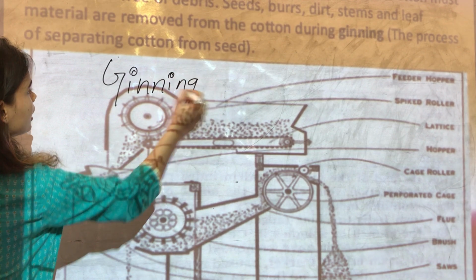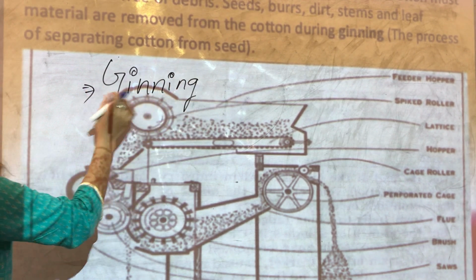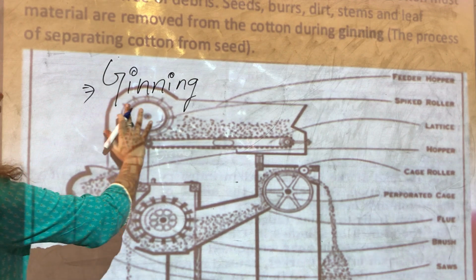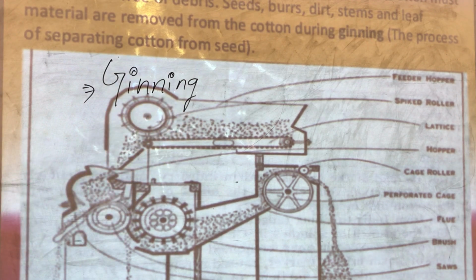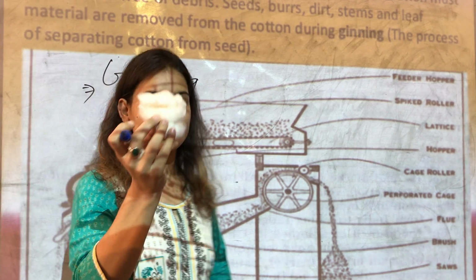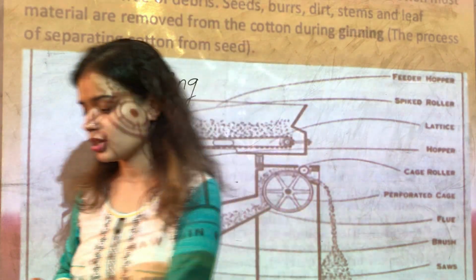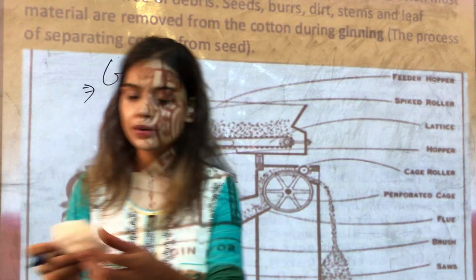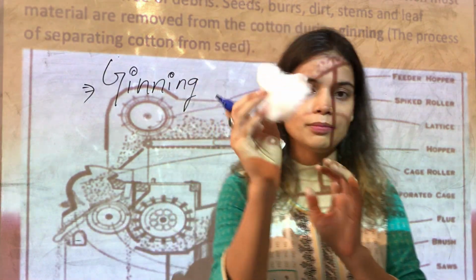G-I-N-N-I-N-G. Children, in the previous slide I wrote one hand, so correct this spelling. The spelling is G-I-N-N-I-N-G. Ginning. So for example, I took this cotton from the field. Suppose my cotton field is ready and I have collected these cotton balls.